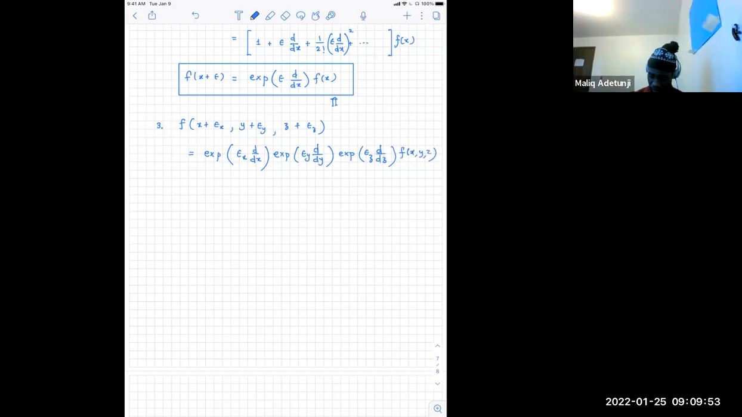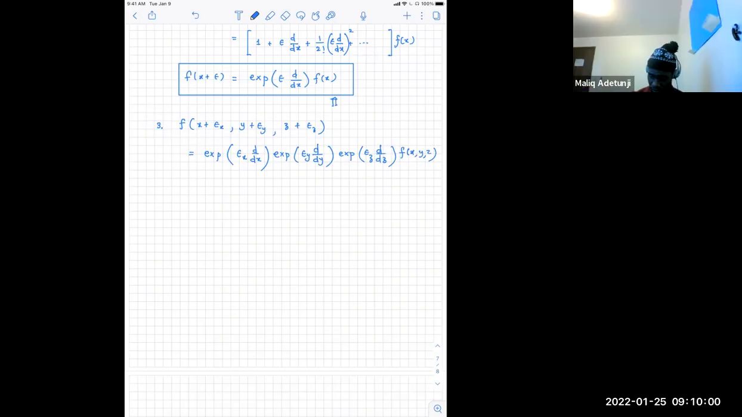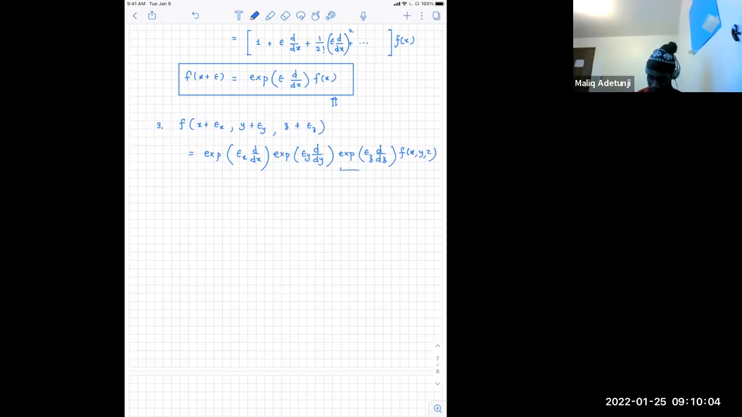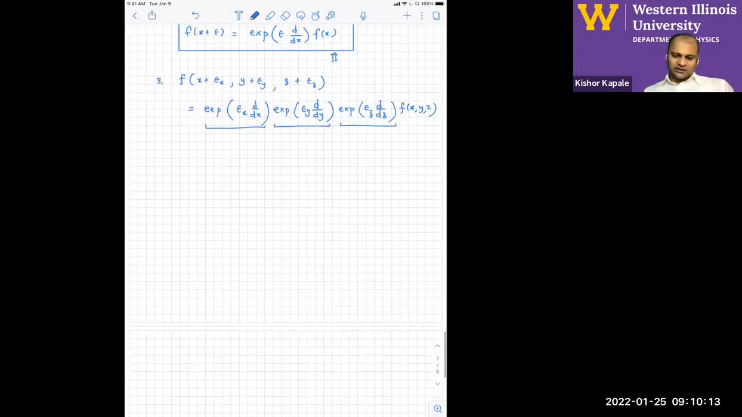Does everybody kind of agree with me? Do you see how that would be true? Because x, y, and z can change independently. So first you do, let's say, the z expansion, then the y expansion, and then the x expansion. And the order shouldn't matter. Order is independent.